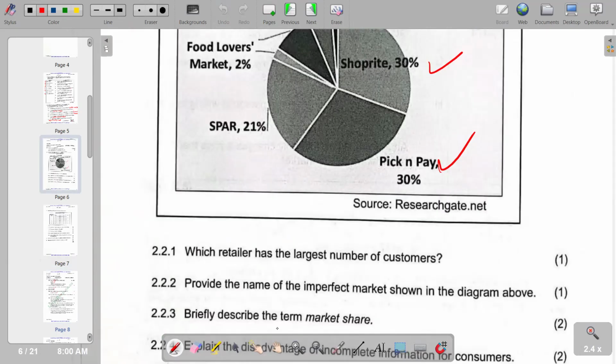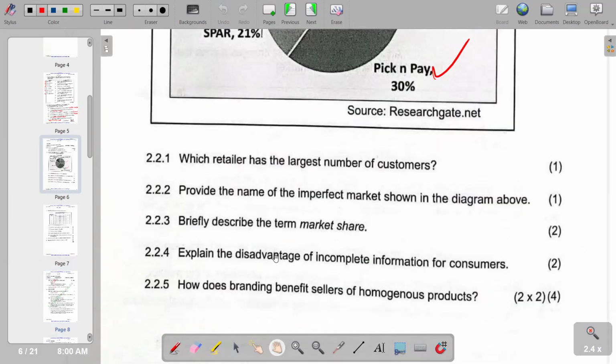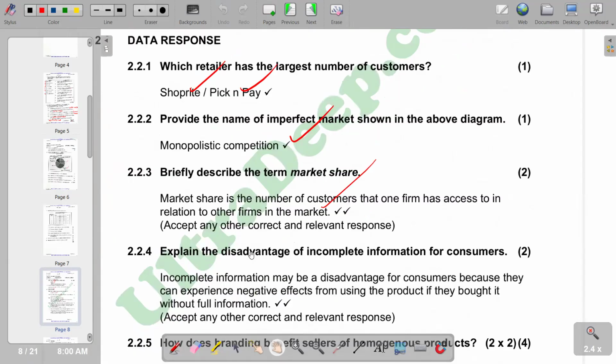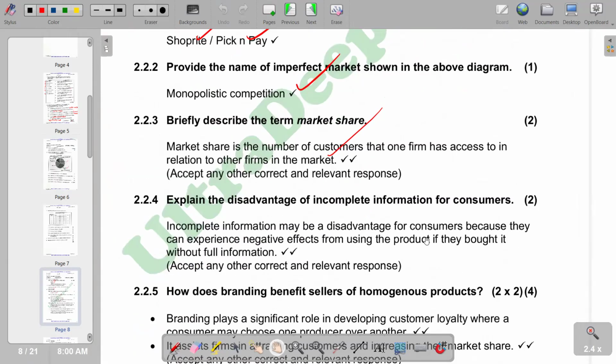Then we'll move on to the next question, which reads, explain the disadvantage of incomplete information for consumers. Obviously, incomplete information is going to lead to a bad decision according to the consumer, because there is no sufficient information to make a decision. So let's see, according to what we have in our section, incomplete information may be a disadvantage for consumers because they can experience negative effects from using the product if they bought it without full information. That's the explanation that we have.